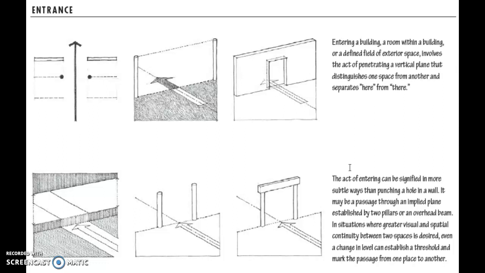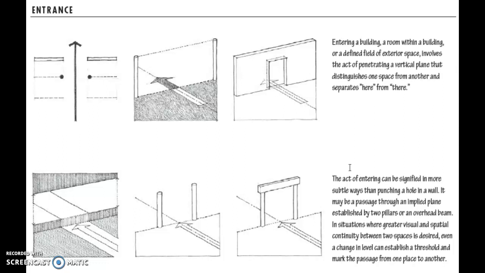It is a vertical plane. Actually, it is a vertical plane that distinguishes one space from another. Like it distinguishes the exterior space from the interior space, or the outside space from the inside space. Now, it is also written, if you see, it separates here from there. That means it separates inside or outside, or exterior to interior.